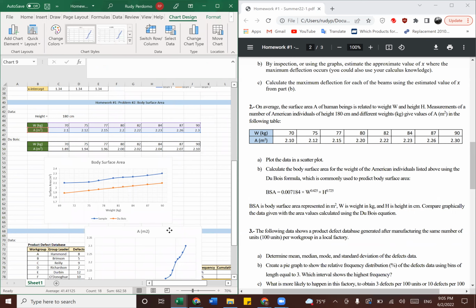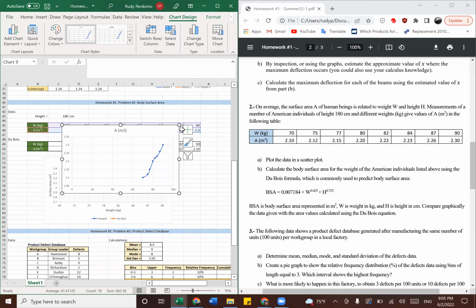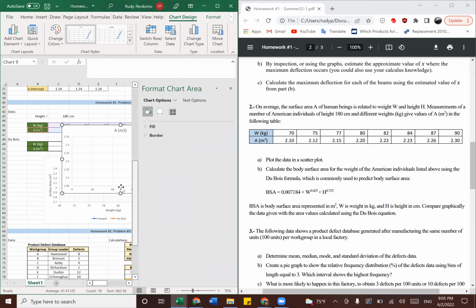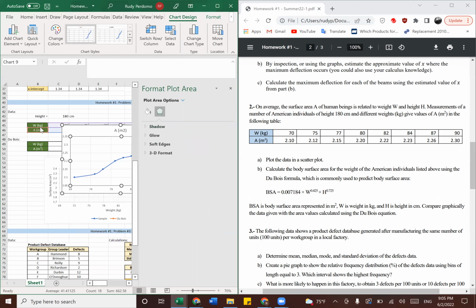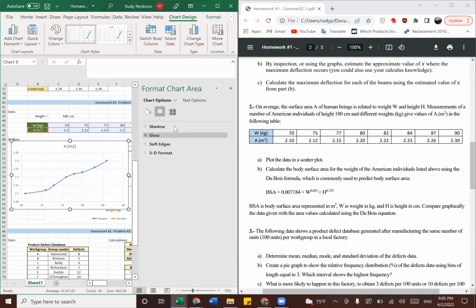Here. So obviously you would fix this axis because it's starting at 0. But you don't want it to start at 0, so go to here, axis options, minimum, put it at 69, and that's the value here. And if we move this graph over, you can put the maximum probably at like 90.